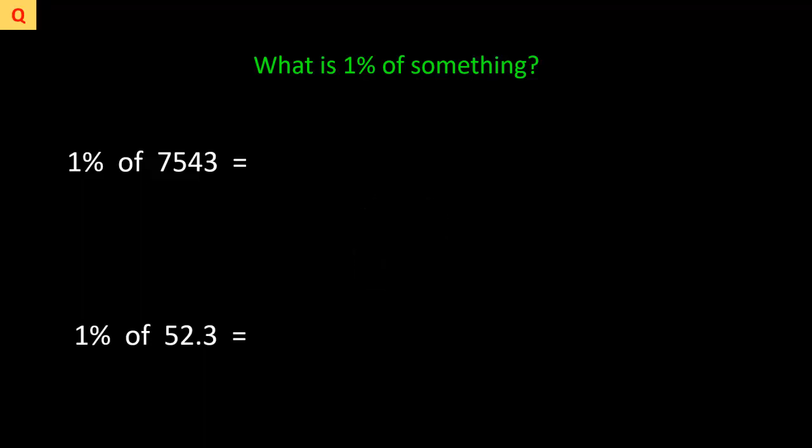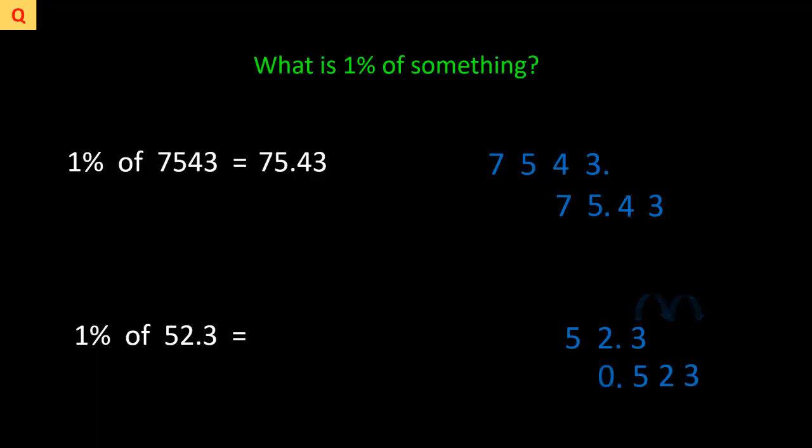Okay, how did it go? 7543, 1%. Move everything 2 places to the right. So the 7 is going to go there. There's the 5. There's the 4. 75.43. And last one, 1% of 52.3. Move them 2 places to the right. So the 5 ends up there. Let's move that 2. And let's move the 3. So we're left with 0.523. And what do we do? We put a little naught in front. So it's 0.523. Excellent.